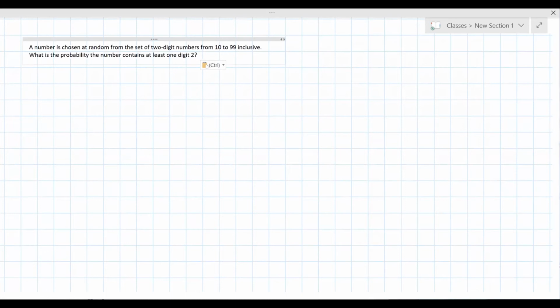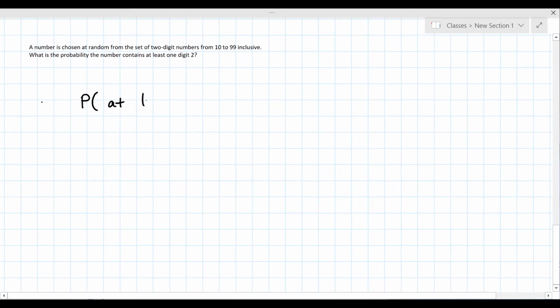Hey, so Billy's asking us about a number that is chosen at random from the set of two-digit numbers from 10 to 99 inclusive. What is the probability the number contains at least one digit 2? All right, so there's a lot going on here. They're asking the probability that the number has at least one digit that is 2.